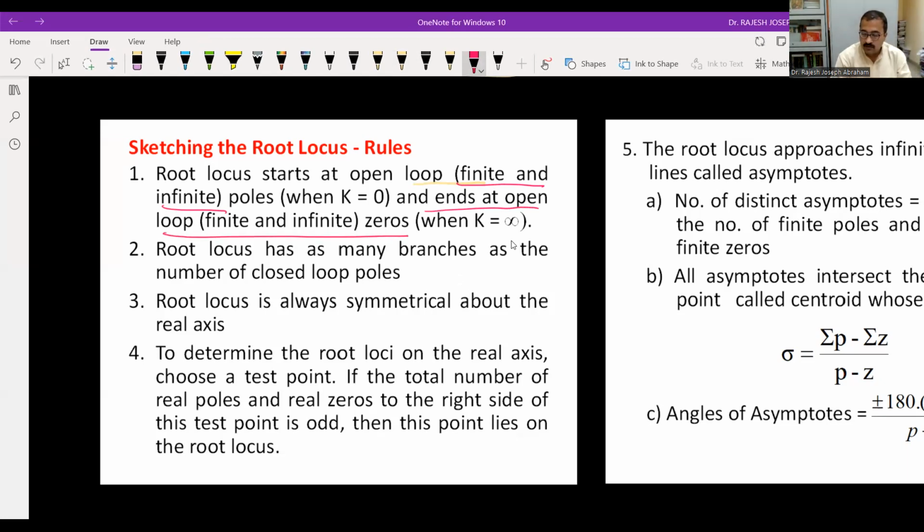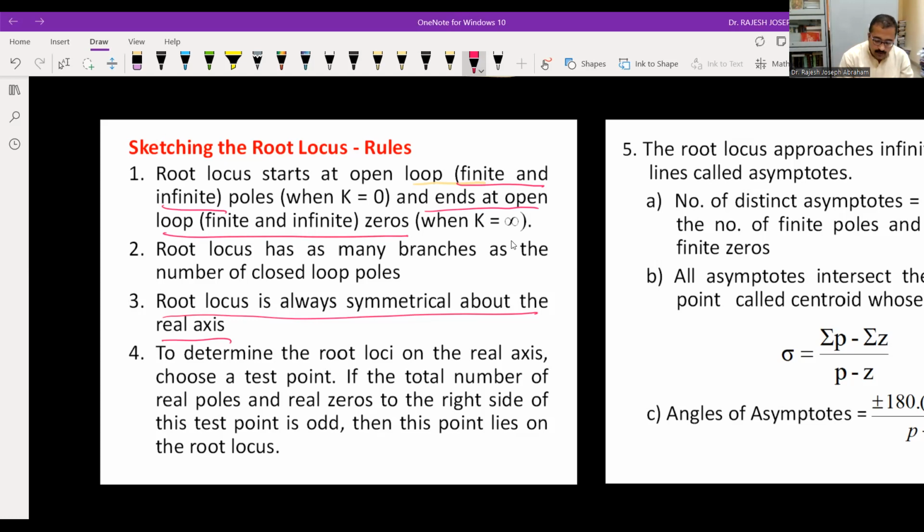Then, how many branches does a root locus have? As many as the number of open loop poles, which is the same as the number of closed loop poles. Why? Because root locus means how the closed loop poles move as gain k varies from 0 to infinity. So root locus starts from open loop poles, and then onwards it proceeds as k varies from 0 to infinity. So the number of open loop poles or closed loop poles will give you the number of root locus branches. Then root locus is always symmetrical about the real axis, because complex roots always occur in conjugate pairs. So root locus will always be symmetrical about the real axis of the S-plane.